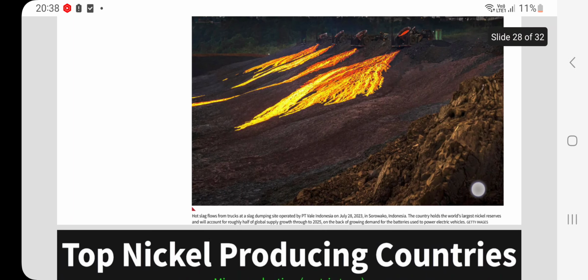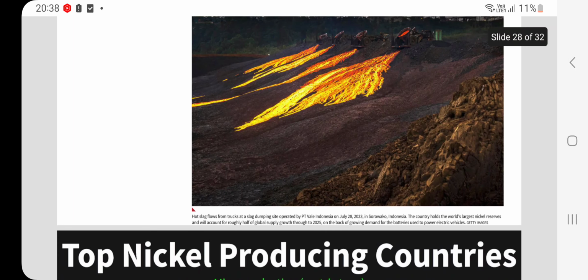The hot slag flows from the truck at a slag dumping site operated by PT Vale Indonesia on July 28, 2023 in Sorowako, Indonesia. The country holds the world's largest nickel reserves and will account for roughly half of the global supply growth in 2025 on the back of growing demand for the batteries used to power electric vehicles.